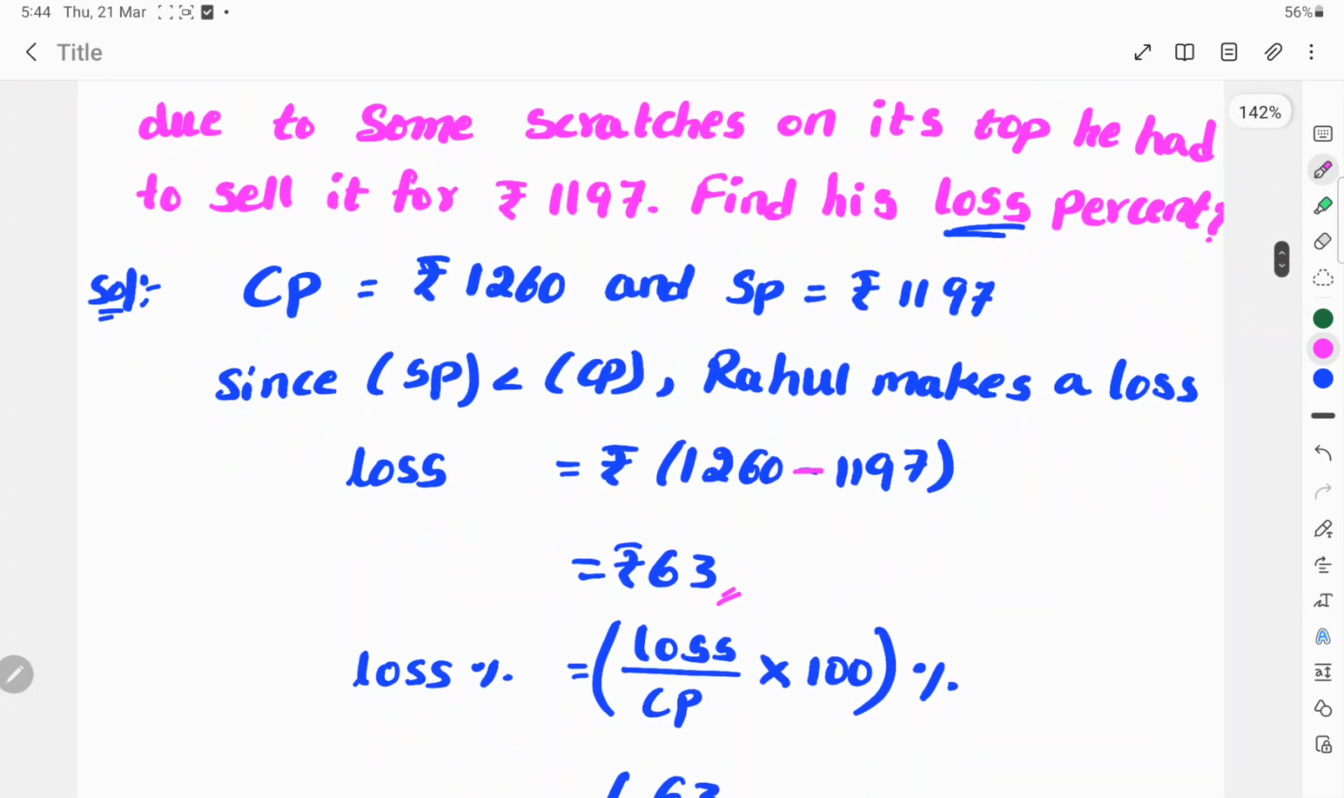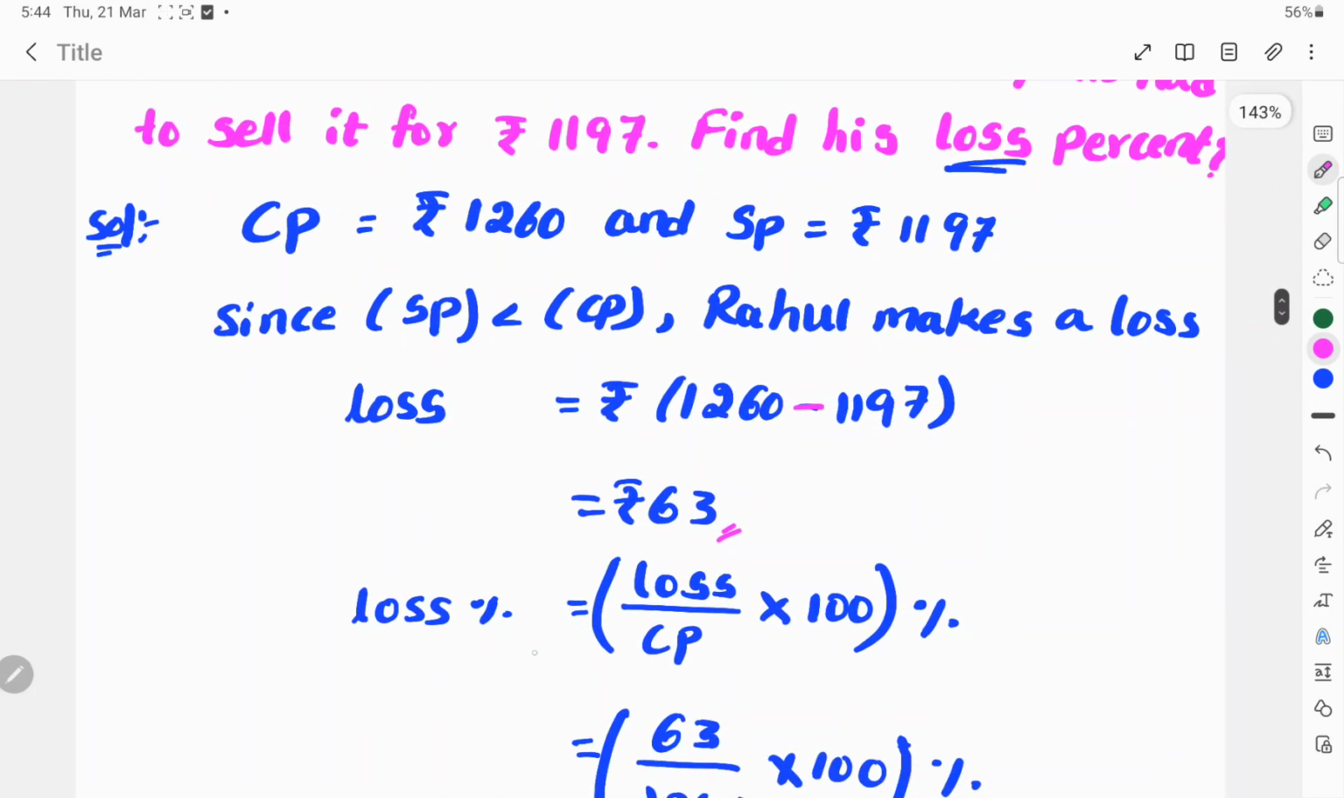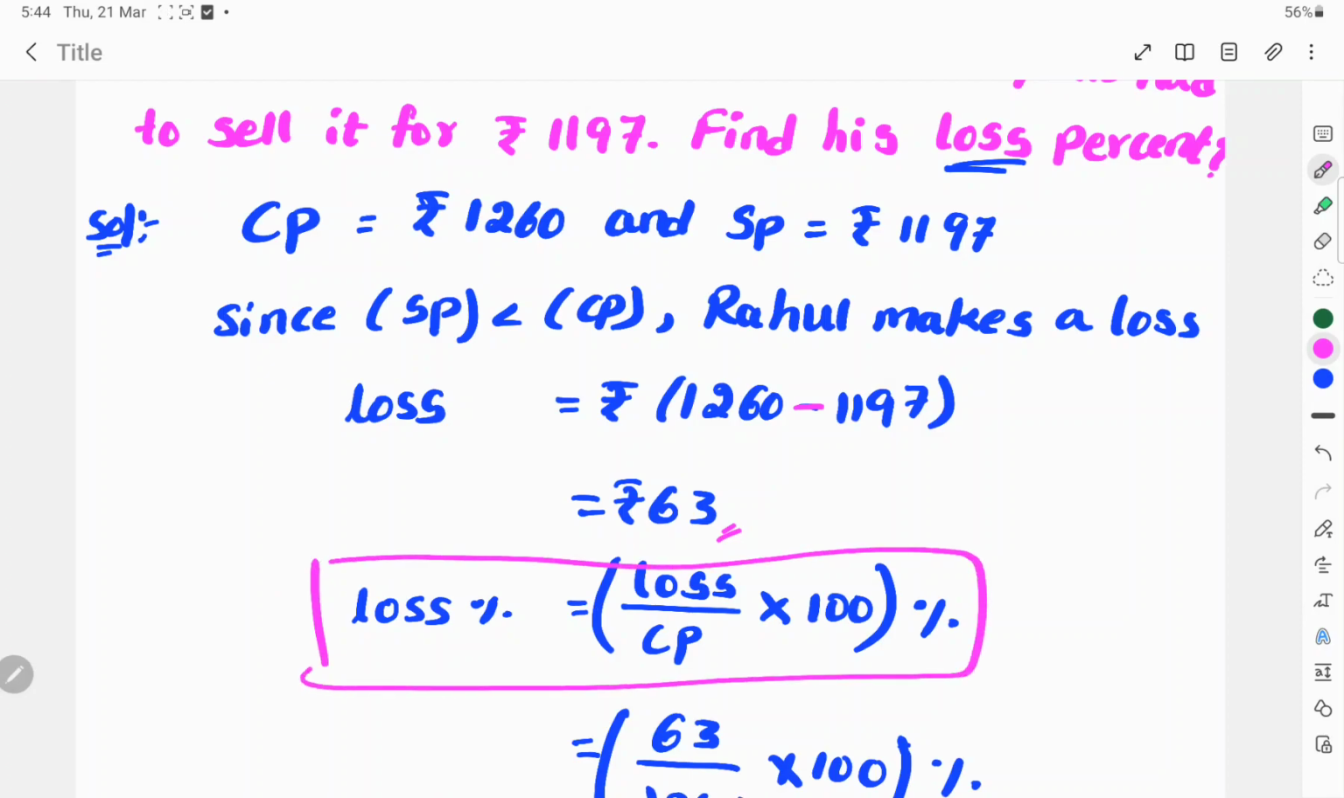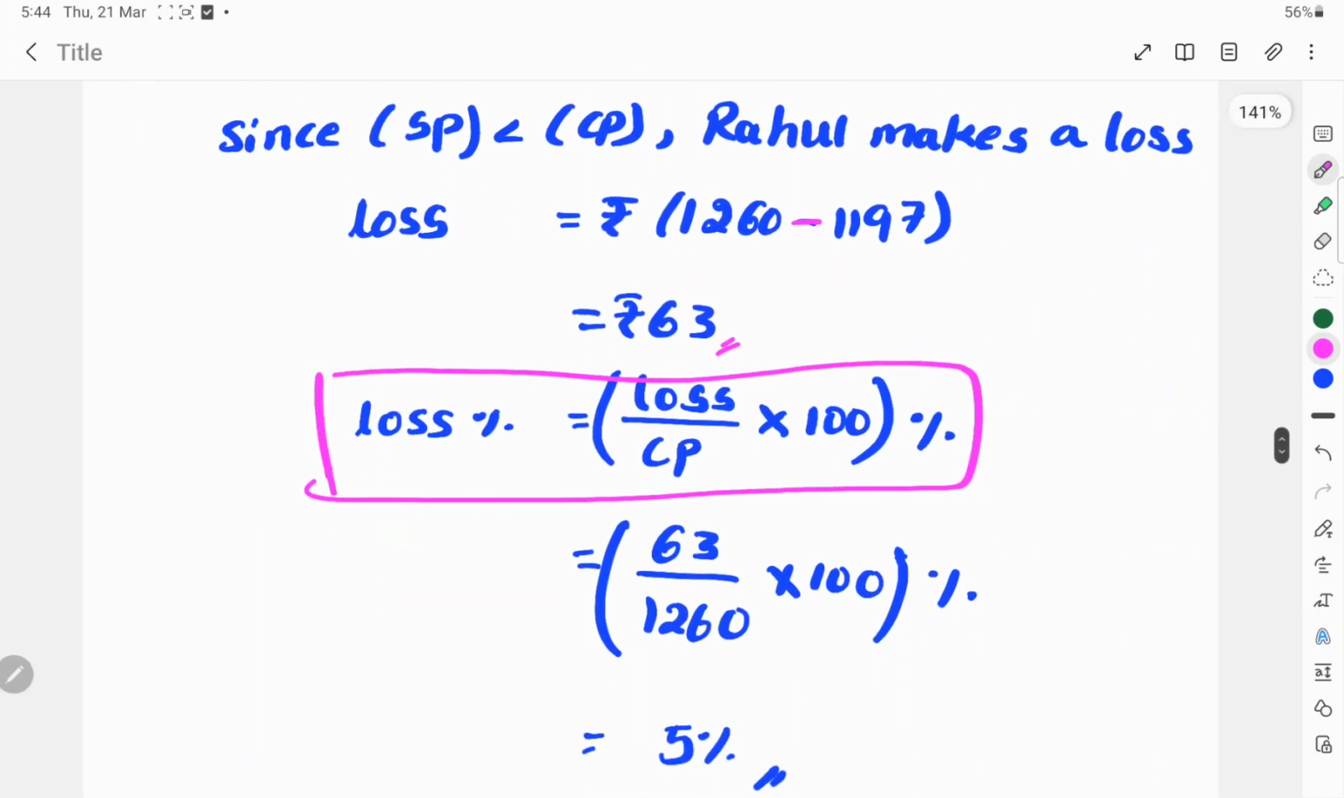Then the loss is 63 rupees. But you find the loss percent. So loss percent is equal to, by the formula, loss by cost price into 100. This is the formula. Loss percent is equal to loss by cost price into 100. So loss is 63 rupees by cost price 1260 rupees into 100.